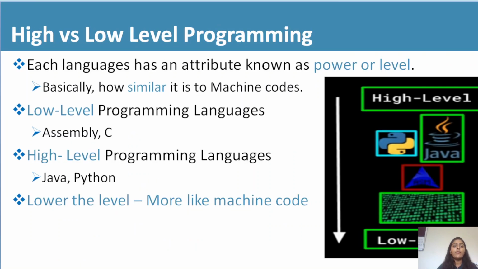High versus low level programming. So there are two types of programming. One is high level programming, the other is low level programming. Each language has an attribute known as power or level, basically how similar it is to machine code. Low level programming languages are assembly, C. High level programming languages are Java, Python. The lower the level, the more like machine code.